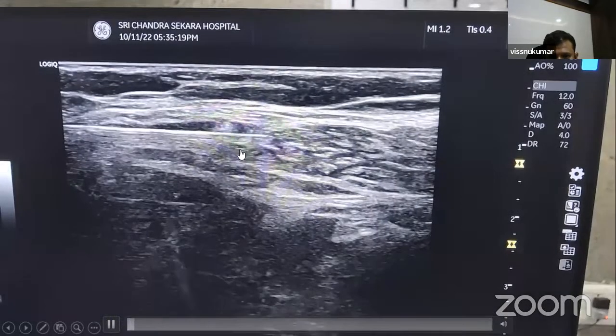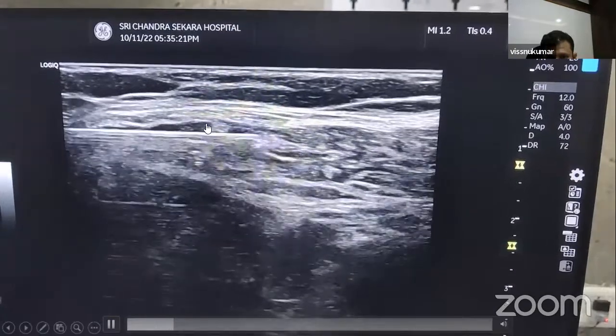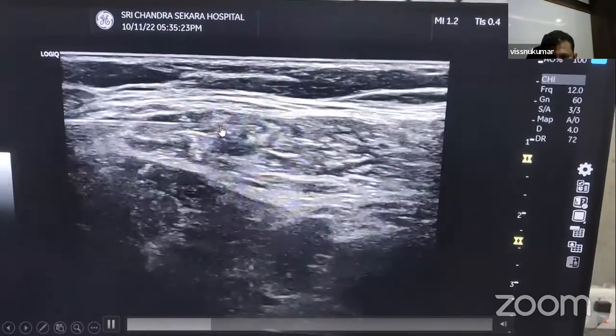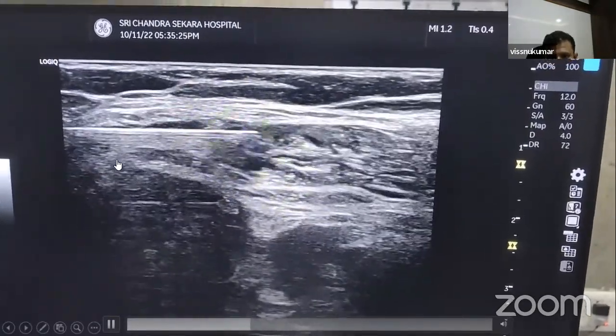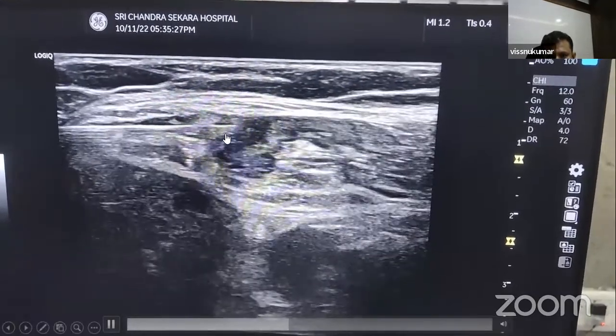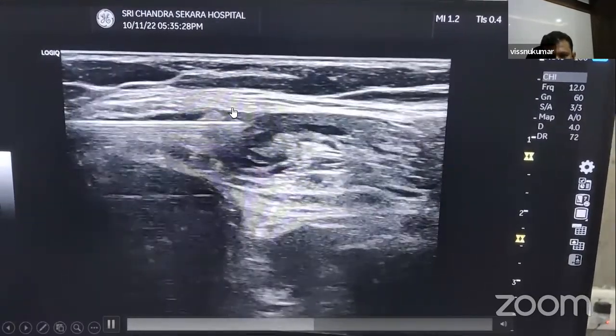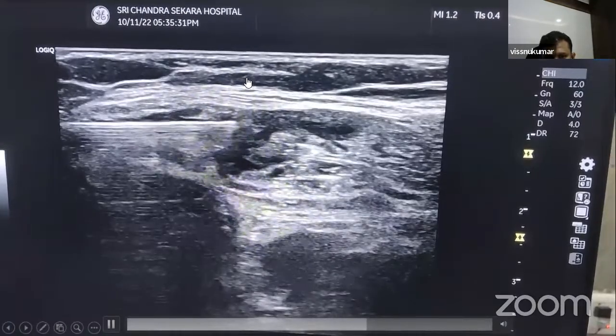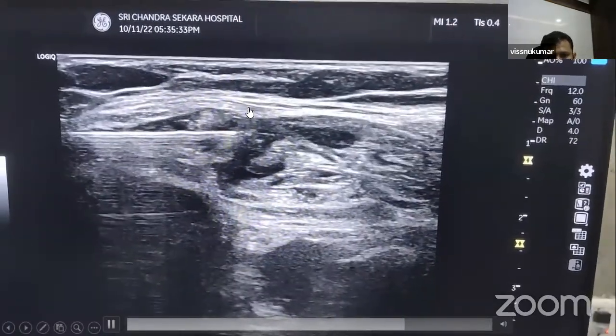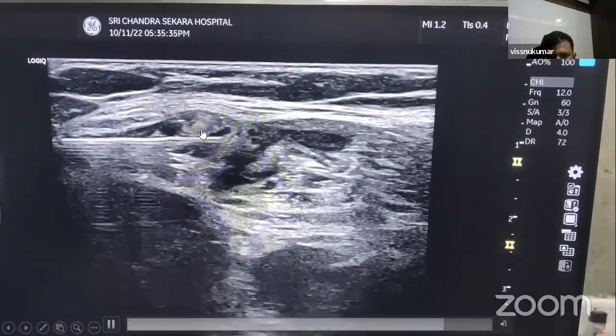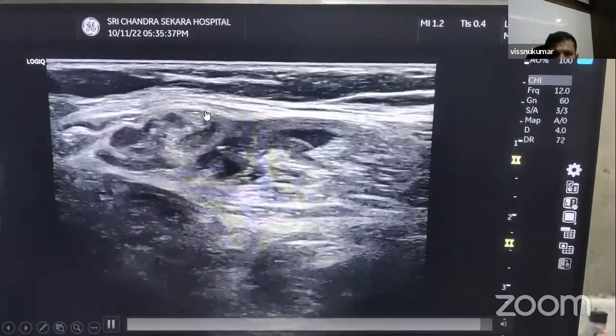See, my needle is exactly over the sartorius. Can you see the movement of the fascial planes? So there is a beautiful separation of the fascial planes. And I literally didn't see any hyperechoic or hypoechoic fascicles. Okay, so there is wonderful movement of the fascial plane. This is the fascia lata, and this is the sartorius muscle. It has been very beautifully separated by the pool of local anesthetic.